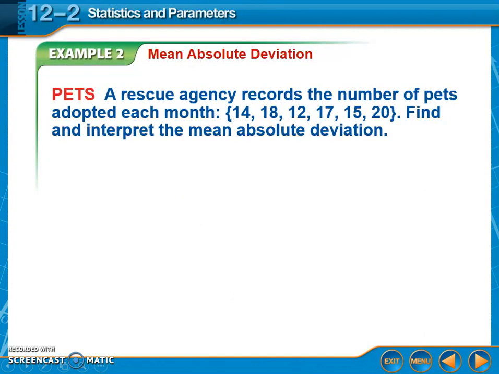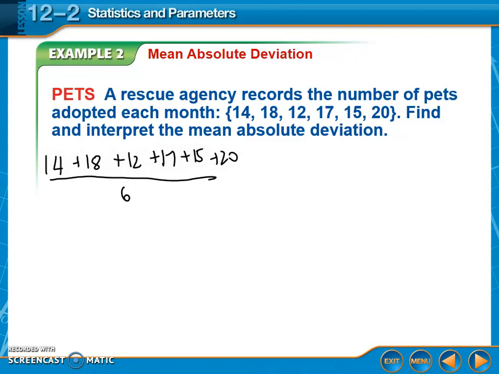Okay, so let's try that with this one. First thing I want to do is find the average. So I'm going to add up all of my numbers and divide by 6 because I have 6 numbers there. So I'm going to do 14 plus 18 plus 12 plus 17 plus 15 plus 20, and I'm going to take that number and divide by 6.